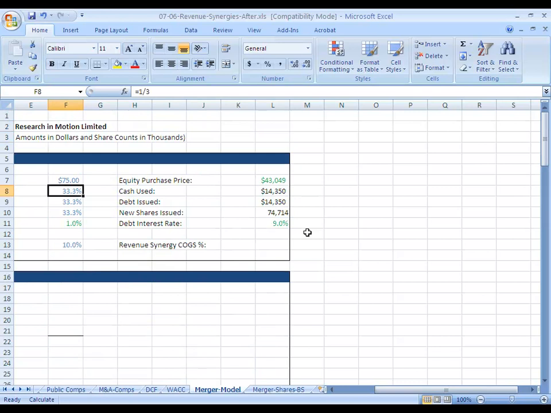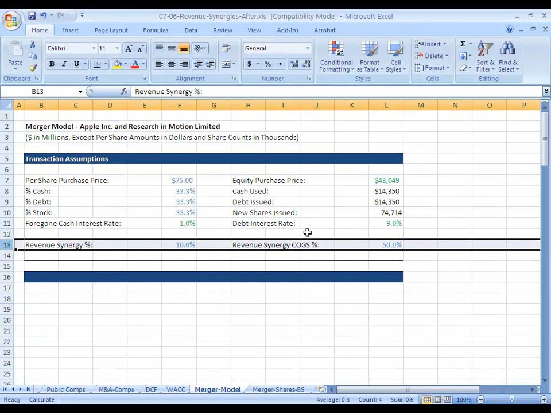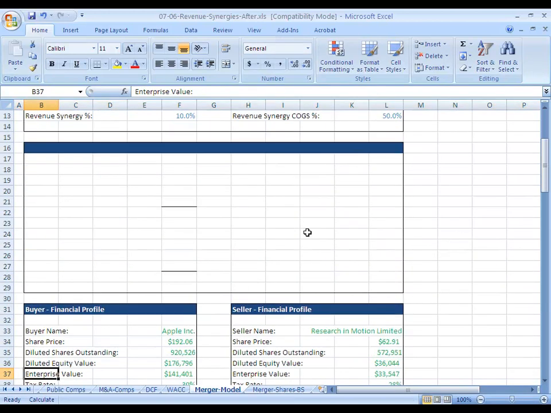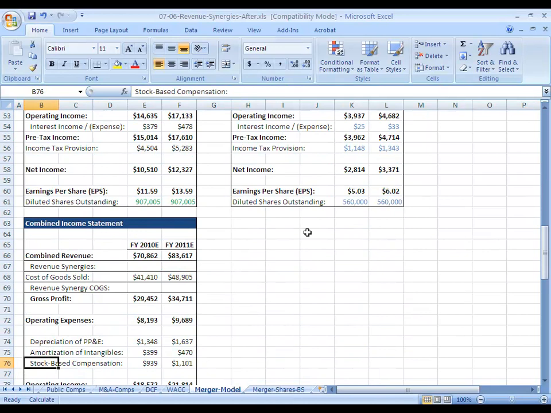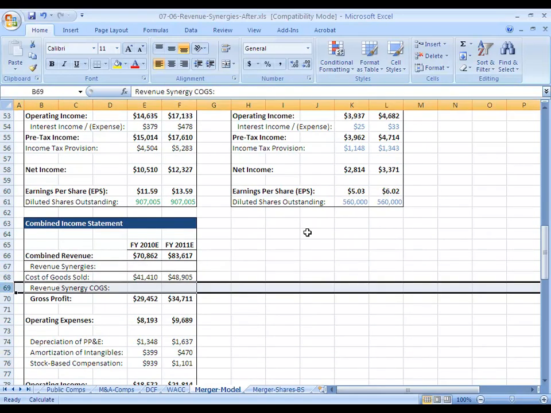If we wanted to, we could base the revenue synergy percentage off that. But in this case, if Apple were acquiring them, then the cost of goods sold would probably decrease by a bit because many of the revenue synergies would probably come from cross-selling software, which has a lower cost of goods sold compared to hardware. So we're going to go with an assumption of 50% here for the revenue synergy COGS percentage. So with these assumptions in place, let's go down to our combined income statement now and modify this. You see I've entered two new lines for revenue synergy and revenue synergy COGS. So the cost of goods sold associated with those new revenue synergies.